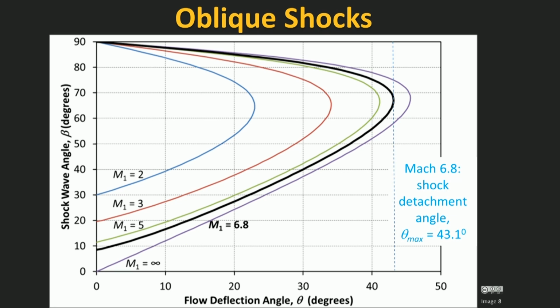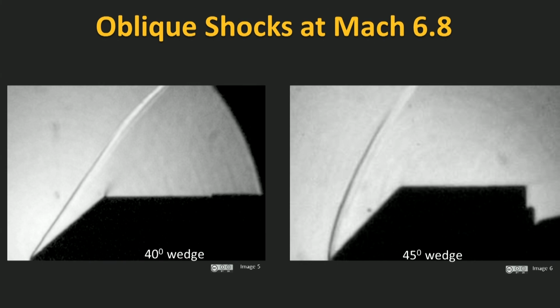If we look at the maximum flow deflection angle for which we'd expect to get an attached oblique shockwave, we see that for Mach 6.8, we would expect theta max to be just over 43 degrees. So we'd expect that our 40-degree wedge would produce an attached shockwave and that our 45-degree wedge would produce a detached shock. And that's what we see. We see the characteristic straight shockwave for the 40-degree wedge on the left and the detached and curved shock for the 45-degree wedge on the right.